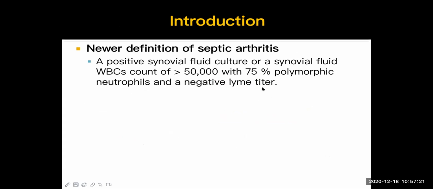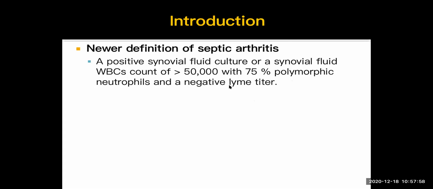Now, we have got one more definition of septic arthritis these days, and that is based on synovial fluid aspiration and culture. Now, we can aspirate the synovial fluid from that joint to confirm whether this is septic arthritis or not. So, a positive synovial fluid culture or a synovial fluid WBC count of more than 50,000 with 75% of polymorphonuclear neutrophils and a negative Lyme titer is also confirmatory of septic arthritis.